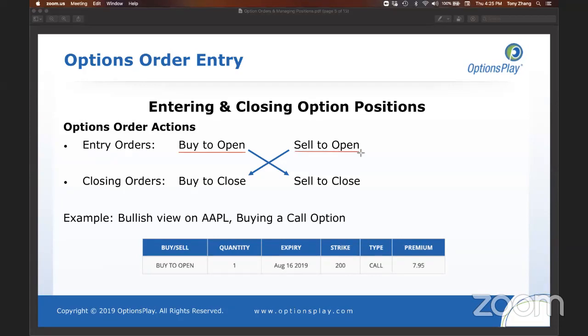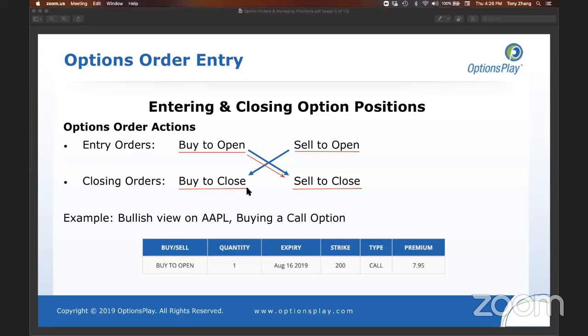And keep in mind that to get yourself out of those trades, you simply have to do the exact opposite, but to close. So if you buy to open an order, then in order to close out that position, you're going to have to sell to close. And vice versa, if you sell to open, you're going to have to buy to close in order to close out that position.